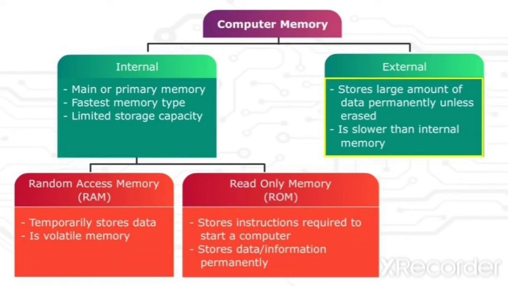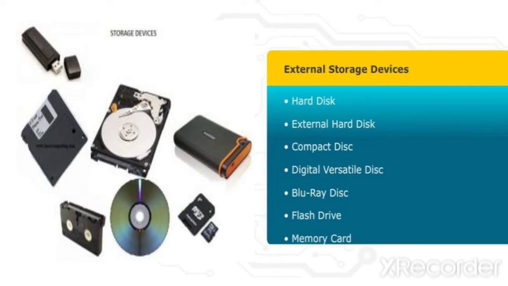External computer memory stores a large amount of data permanently unless erased. It is slower than internal memory. There are some examples of external storage devices. Those are hard disk, external hard disk, compact disk, digital versatile disk, Blu-ray disk, flash drive and computer memory card. We use all these external storage devices according to our need and their storage capacity.